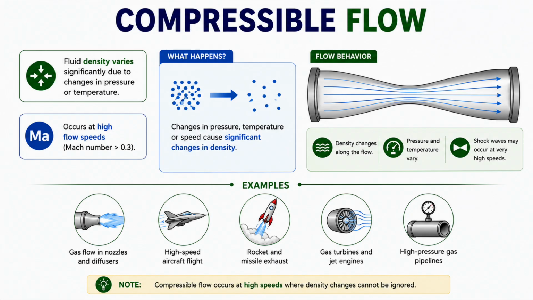Compressible flow is commonly associated with gases moving at high velocities. In general, compressibility effects become important when the Mach number is greater than 0.3. Unlike incompressible flow, the density here cannot be assumed constant. Common examples include gas flow through nozzles and diffusers, high-speed aircraft flight, rocket exhaust flow, jet engines, and high-pressure gas pipelines.